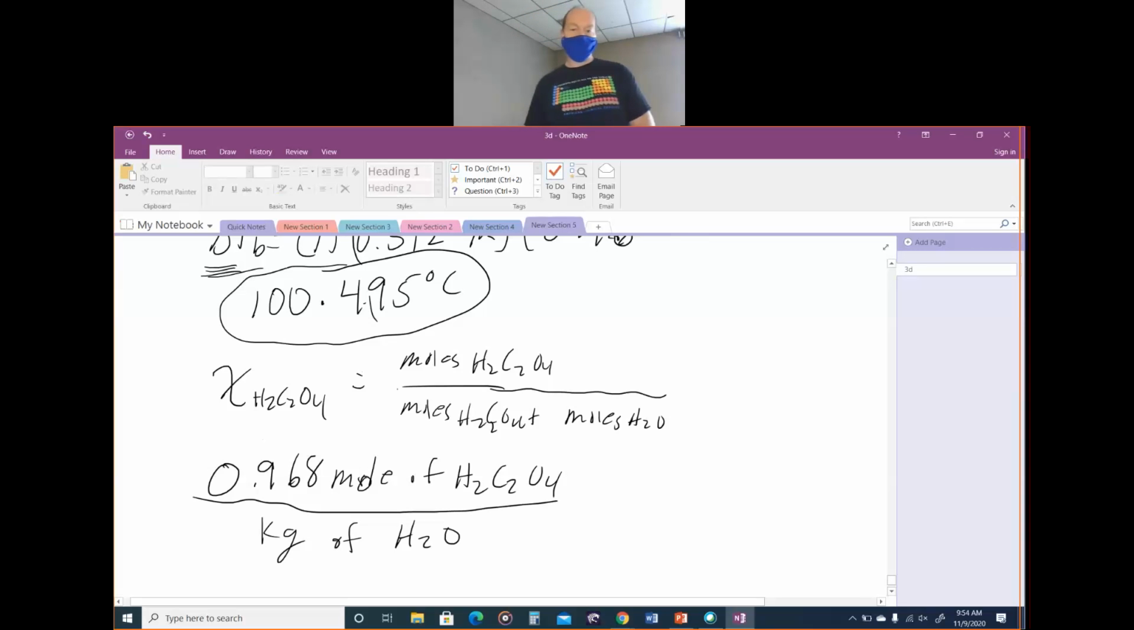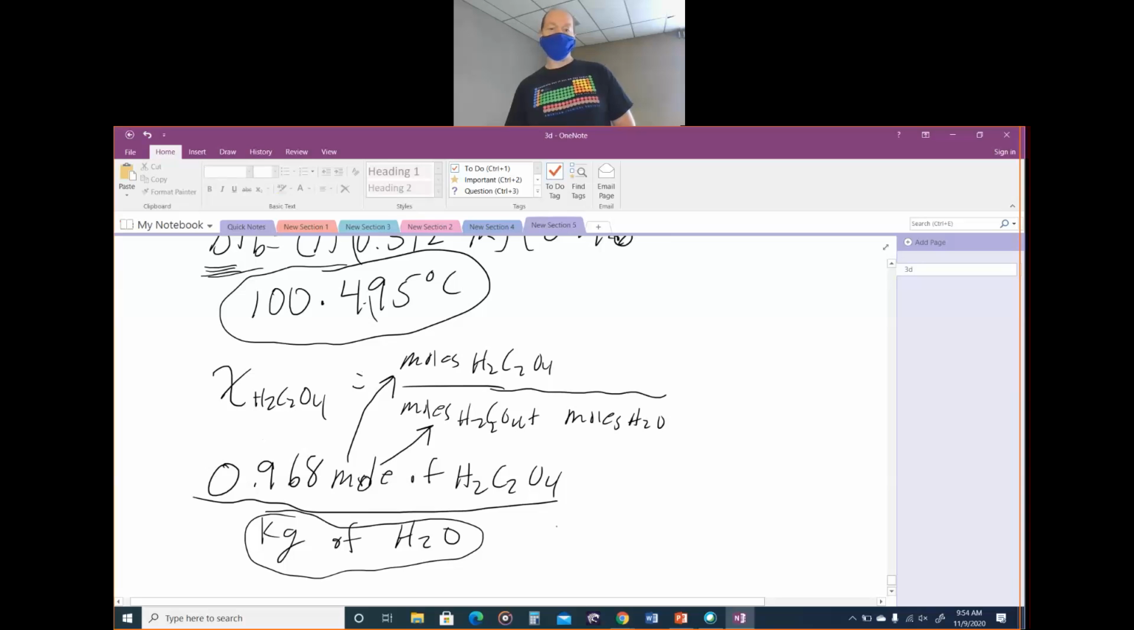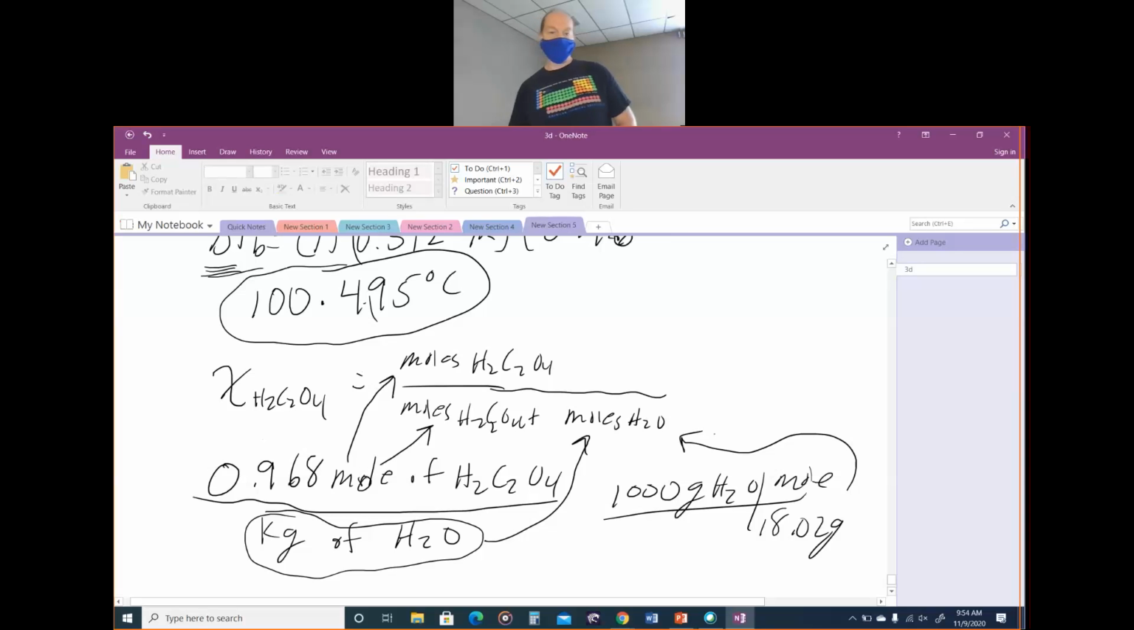All right, so we already have the moles here. We already have that same number goes here. All we have to do is convert kilograms of water into moles of water, plug that in there, and then we have our answer. So we have 1,000 grams of water divided by the 18.02 grams per mole of water, always divide by the molar mass. That is the number that goes there, which is 55.5.